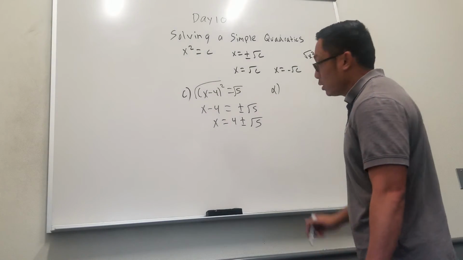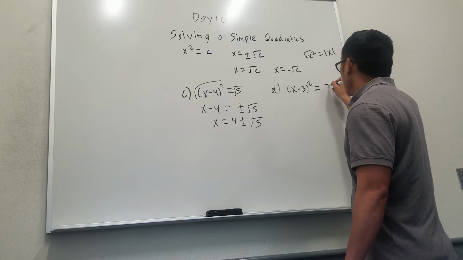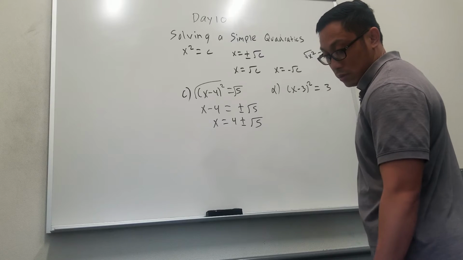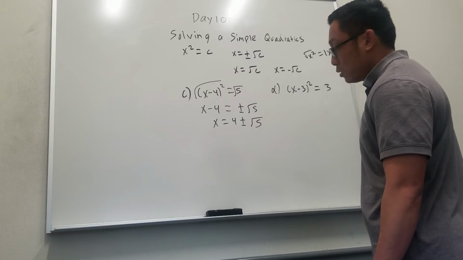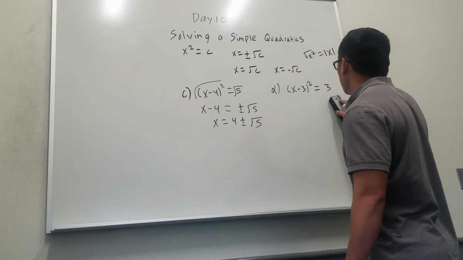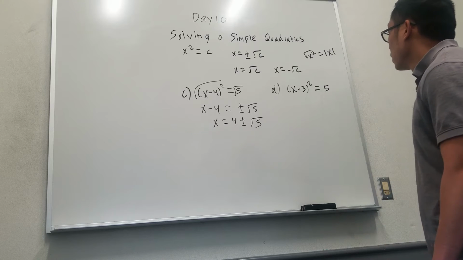So let's try another one. See if that makes sense. x minus 3 squared is equal to 3. See, try it out. Yeah, that's fine. It doesn't matter, but let's make this 5. Because that's what my original question is. Okay.